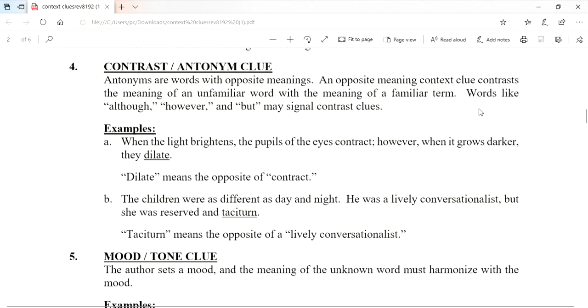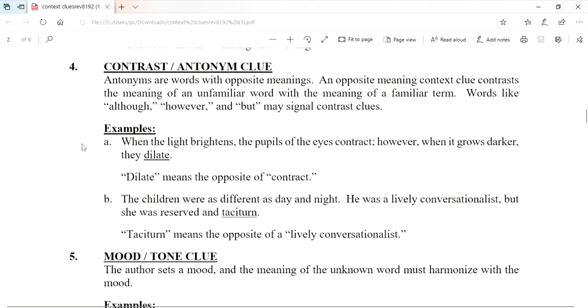Words like although. So you're going to find words like although is going to signify something to you. A word like however will signify something to you. And a word like but. All these things are words that signal contrast. Okay, they signal what? Contrast. So you should be wary of them. They are words that signal contrast. So take care of them.